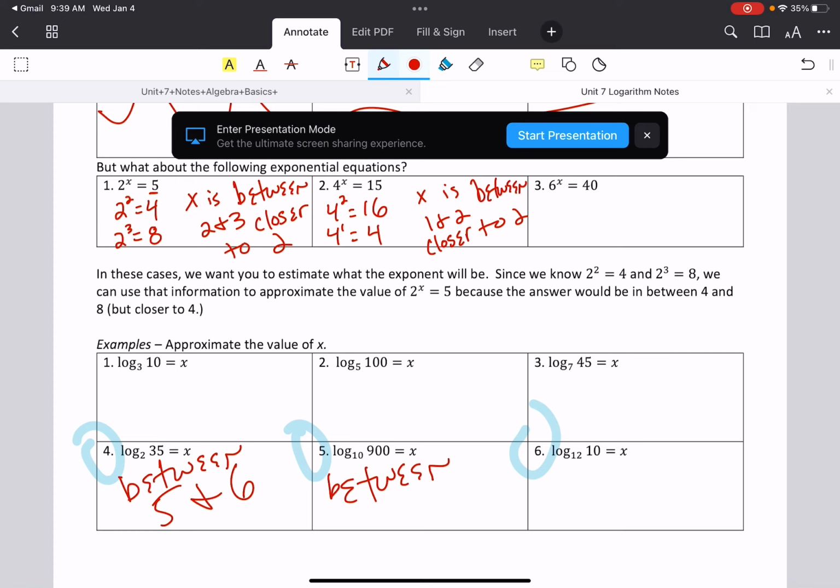If you're watching this online, I'm writing the answers right now, and I'm just going to circle the one the thing is closer to, so you can check your answers.